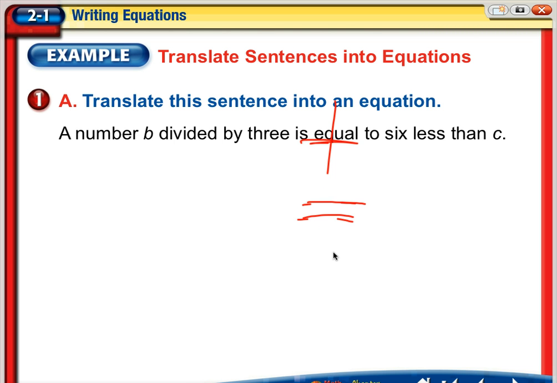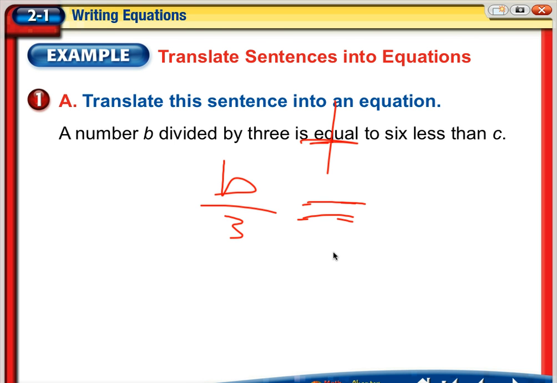So what do we have on the left-hand side? A number b divided by 3. How do we write a number b divided by 3? B divided by 3. Yeah, so can we just write it like that? It's pretty easy, right? And on the right-hand side, how do we write 6 less than c?